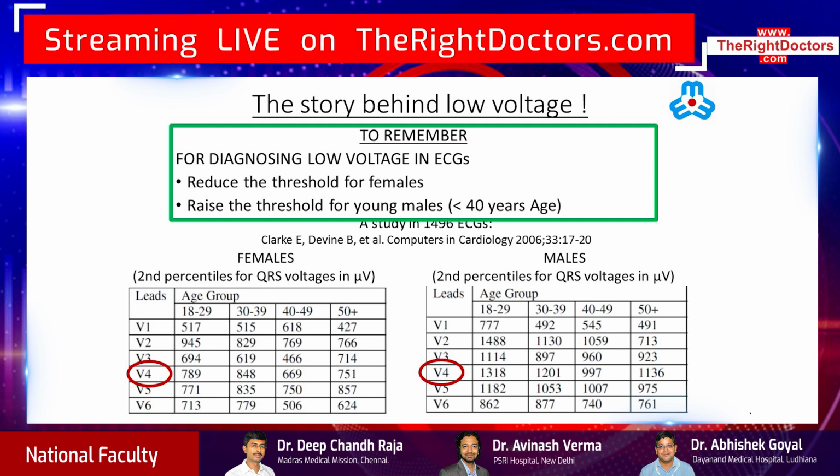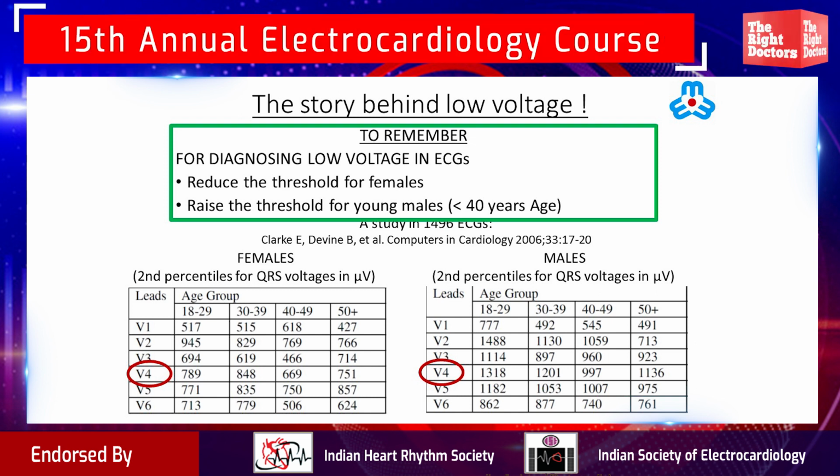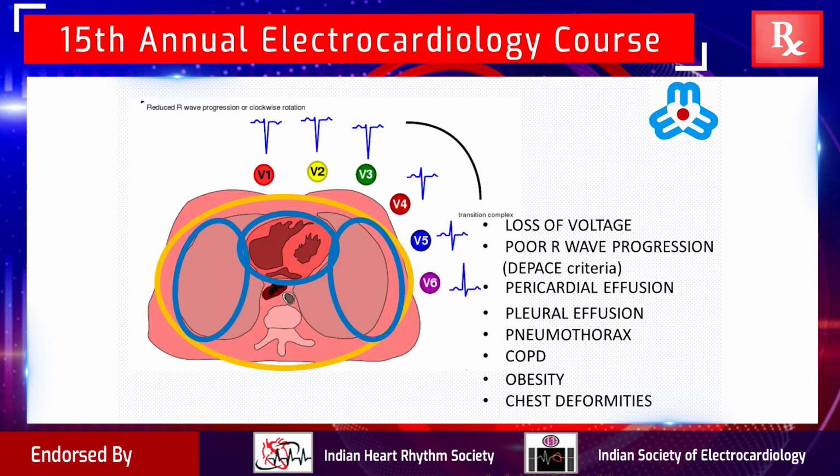Hence, you have to consider this before making a diagnosis of low voltage or high voltage, and you need not really stick to that criteria of 5 mm and 10 mm. You have to take into account the age, the gender differences, and things like that.